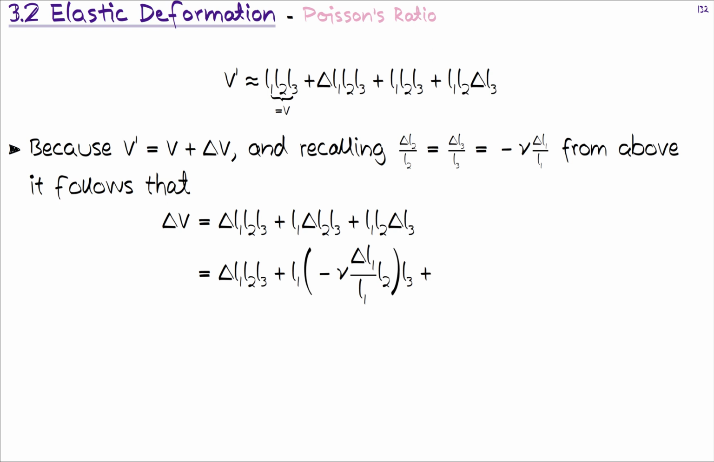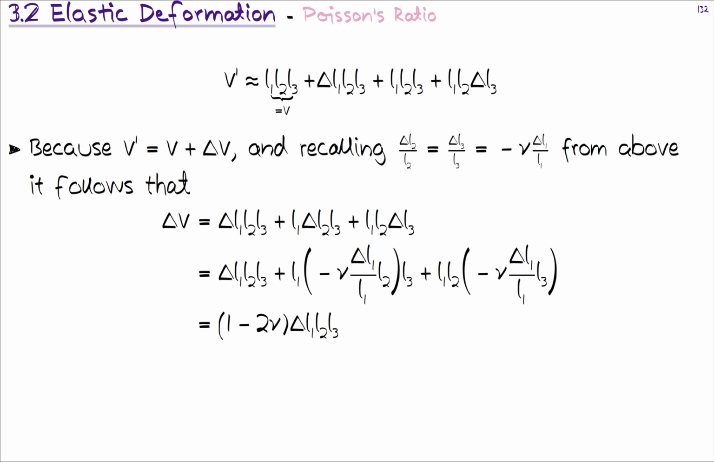And then the third term, we have L1 times L2, and then we replace delta L3 with what we can find out from the Poisson's ratio. So we replace it with minus nu times delta L1 divided by L1 times L3. And now we have lots of similar terms, so we can rewrite this equation to be 1 minus 2 times nu times delta L1 times L2 times L3.